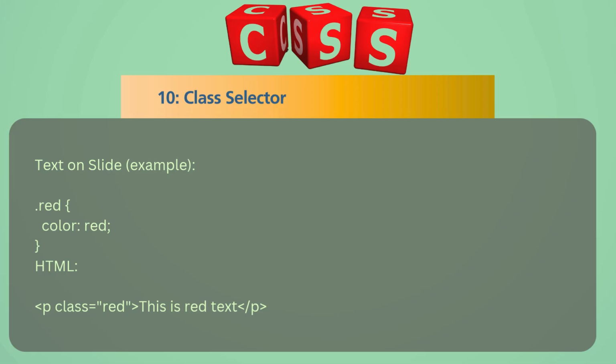Class selector. A class selector always starts with a dot, like .red. They are reusable. Multiple elements can share the same class. Here you see .red is a class selector, and its defined property is color equal to red. So it can be reused in any place in the HTML. That is, one or more items can be linked to it.